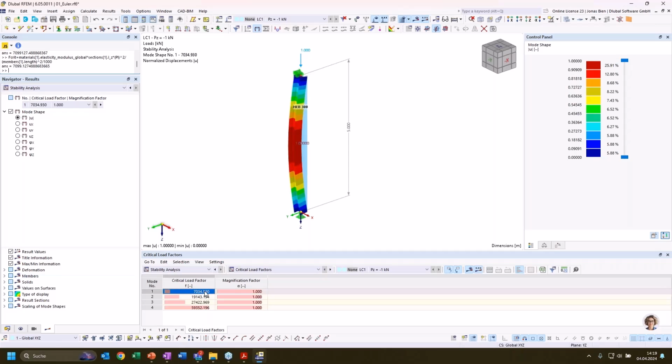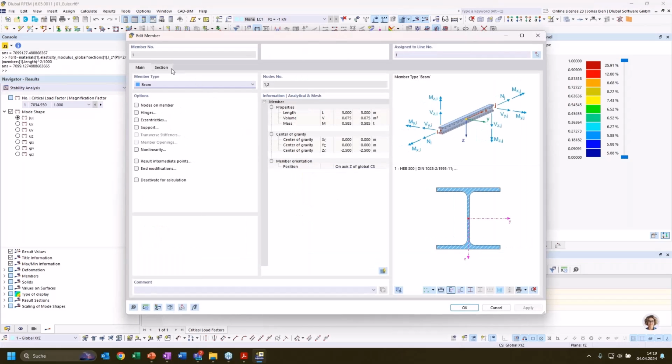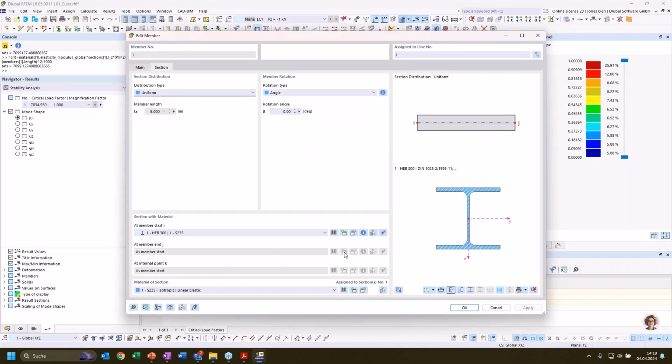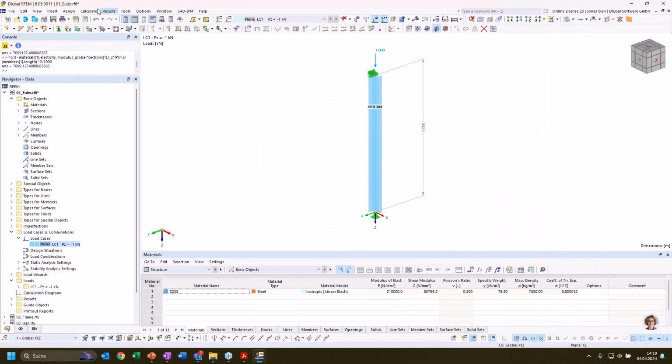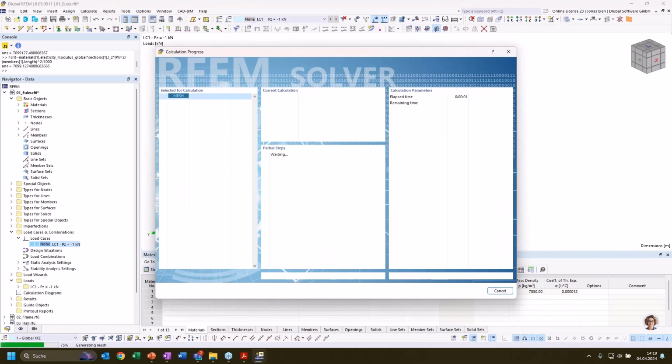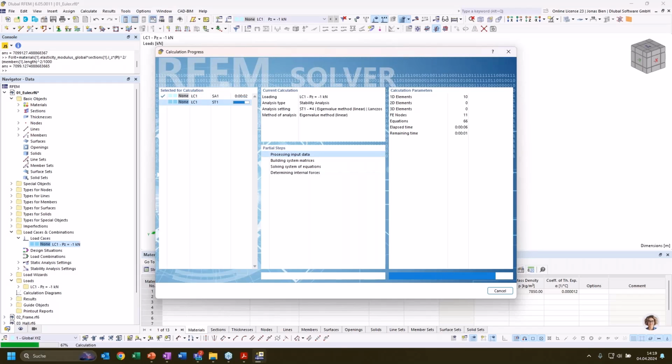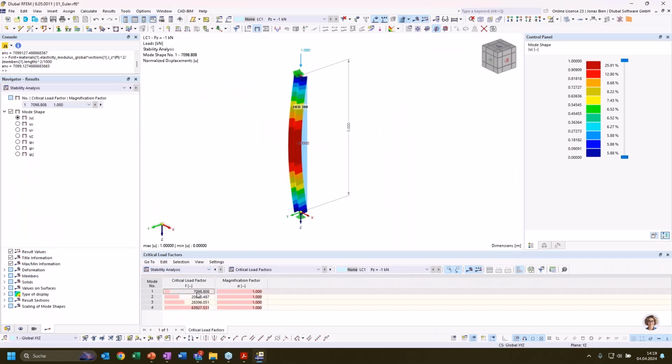So that's pretty close to the critical load factor that we calculated with our structural stability add-on. And the difference comes from an effect that we take into account with the finite element method in our calculation, which is the shear stiffness of the section that was neglected by Euler. So if we want to compare values, we can manually deactivate the shear stiffness for our section in RFEM and do the calculation again and see what our critical load factor would now be. And if I again go to the results, we now see that our critical load factor is much closer to the ideal Euler load.